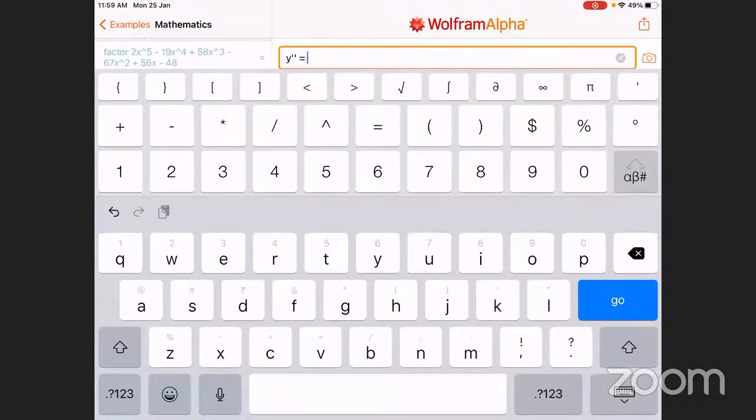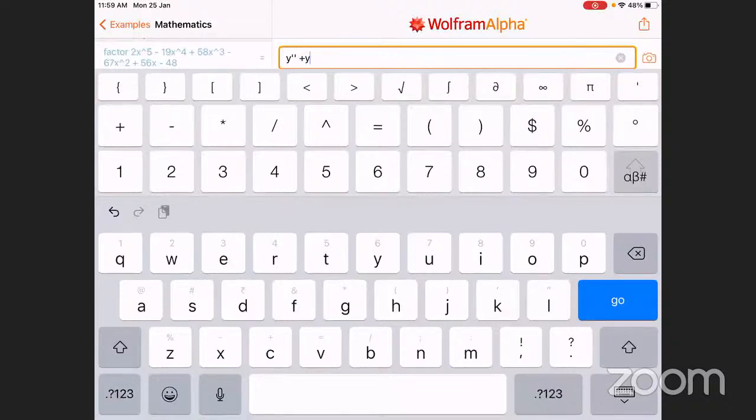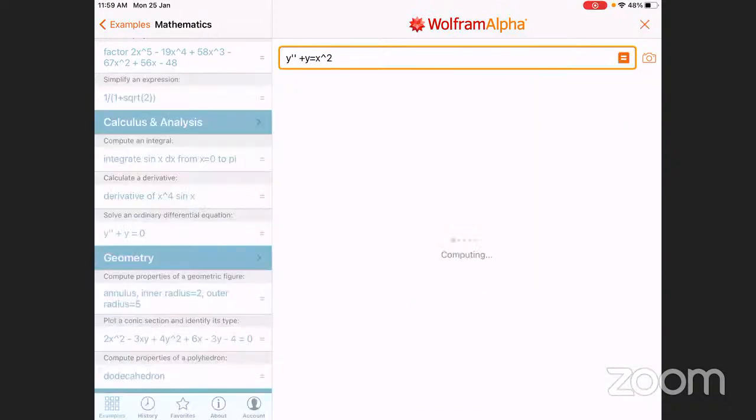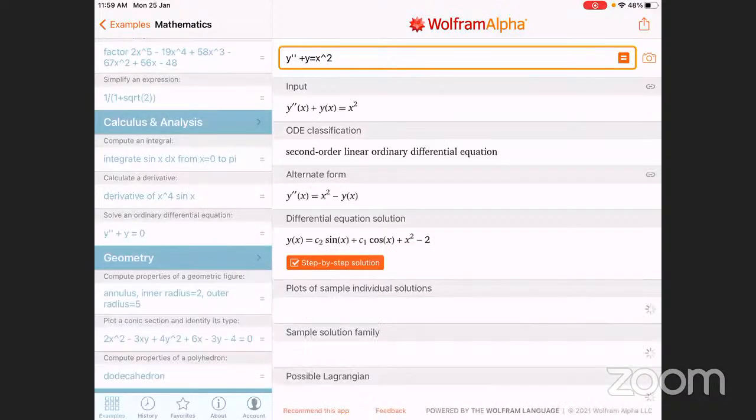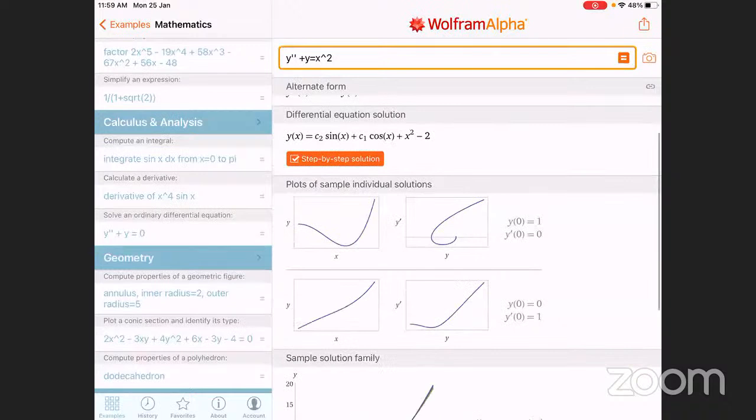Y double prime plus y is equal to, say, x square. Let us put x square. It will solve immediately. It's an ordinary second order linear differential equation, and the whole solution is something like this. You can see the step-by-step solutions also.